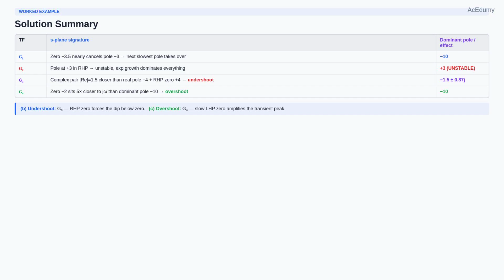Undershoot, only G3 because of its right half-plane 0 at plus 4. Overshoot, only G4 because the 0 at minus 2 sits 5 times closer to the imaginary axis than its dominant pole.